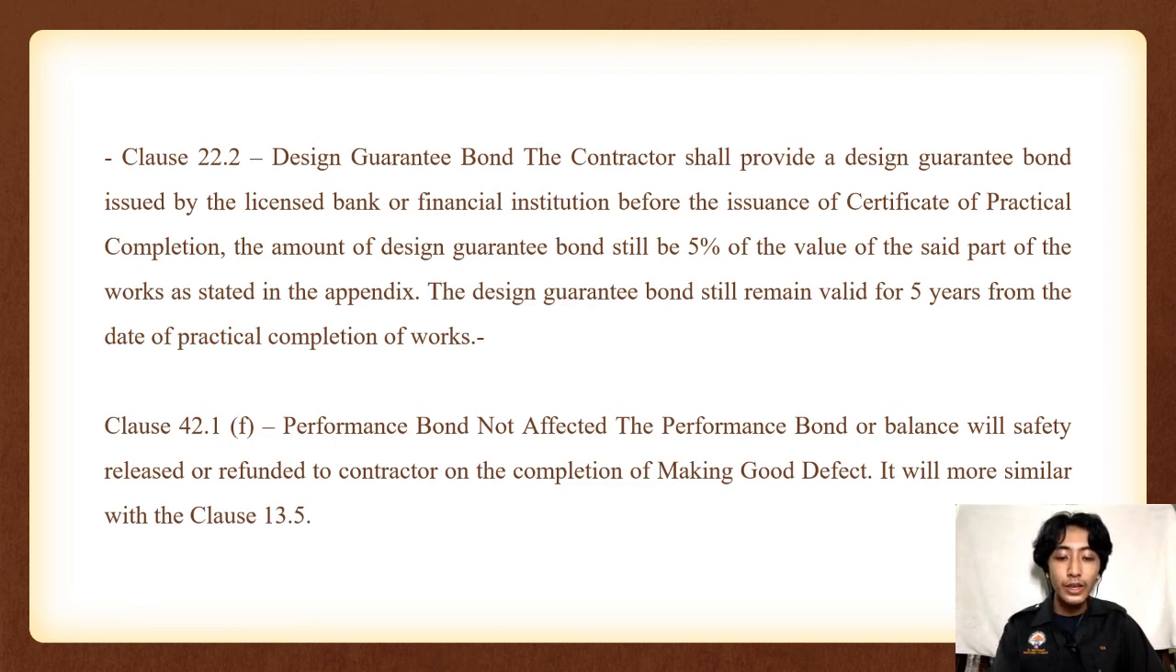If a defect or damage occurs to that particular part of the works as the result of any defect, fault, insufficiency or inadequacy in the design, including workmanship, materials and equipment which have become defective due to design default, the government has the right to claim the design guarantee bond according to the amount of losses suffered by the government. If the design guarantee bond is not provided, the government has the right to claim on the performance bond, which is equal to 5% of the value of the said part of works, provided by the contractor.